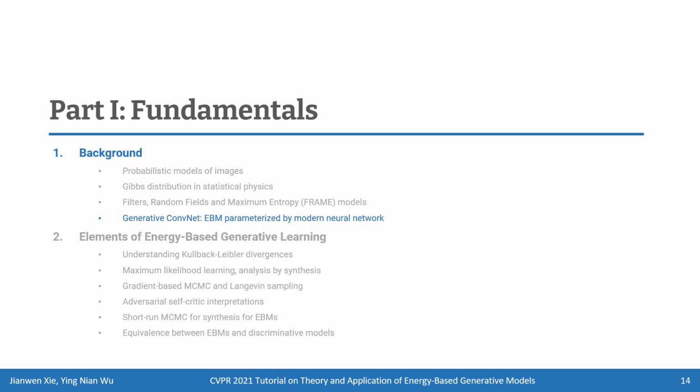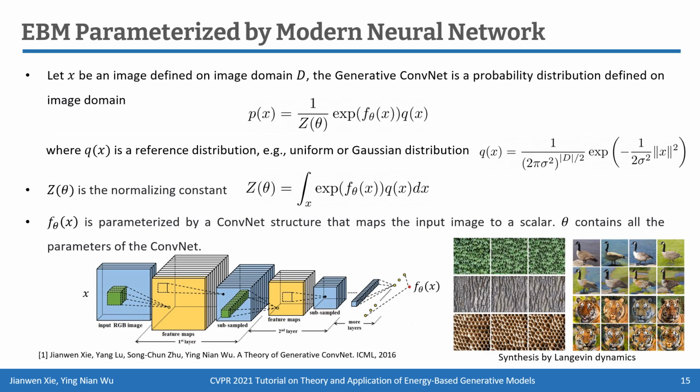Now we will present the Generative ConvNet model, which is an energy-based model parameterized by a modern neural network. Instead of using filters from a pre-trained ConvNet, we can learn the filters from the observed data. The resulting model is the Generative ConvNet model. Such a model can be considered a recursive multi-layer generalization of the original FRAME model.